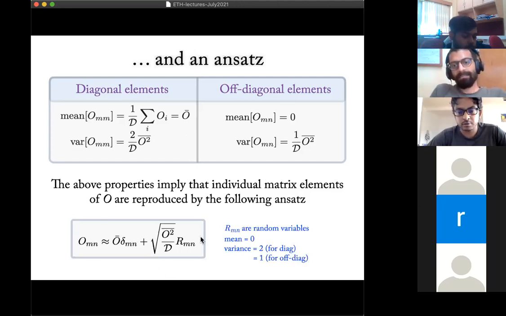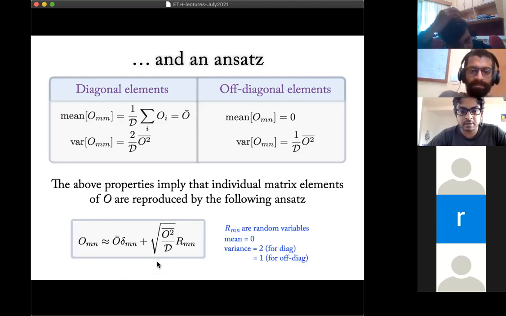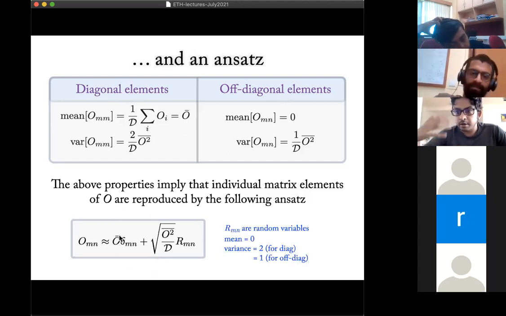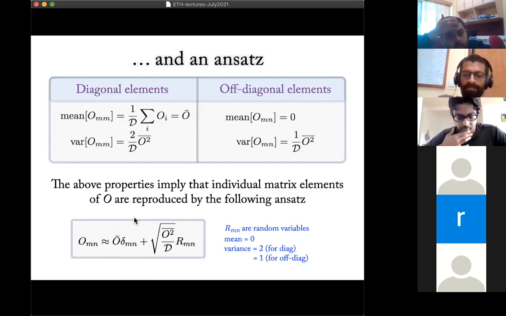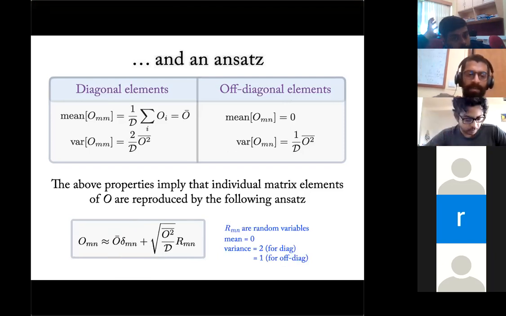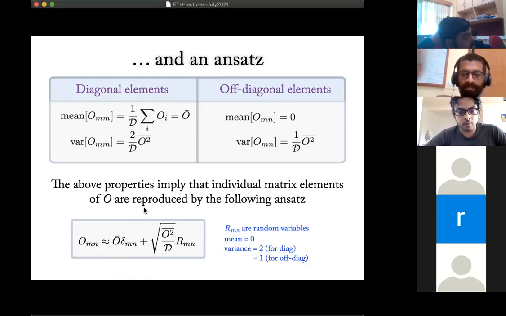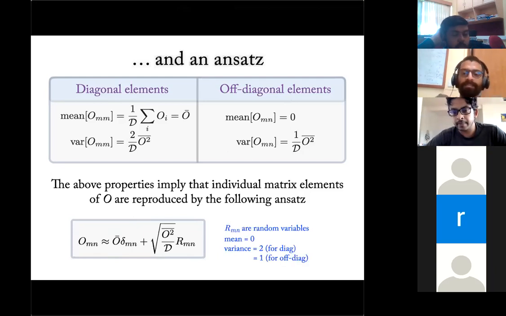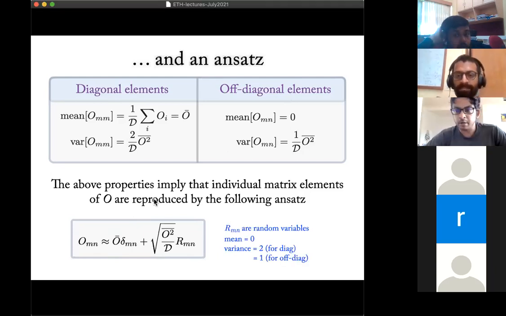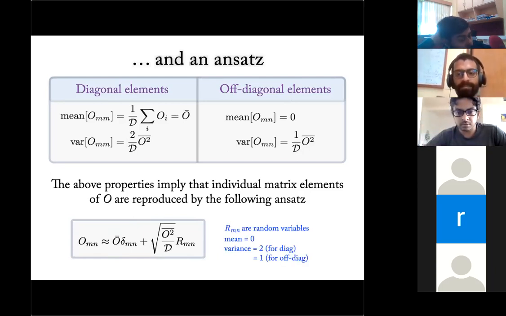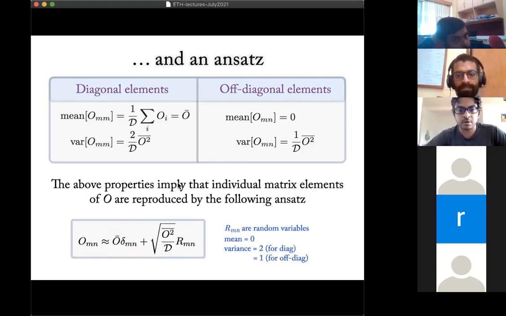Okay, is that clear? This is an important point, because we'll see that ETH actually grows out of this. It's a slightly more mature version of this statement. What about higher moments? Right now we don't care. Higher moments are going to depend on the specifics of the theory. It's hard to make universal statements for them. Right now we cannot say anything.